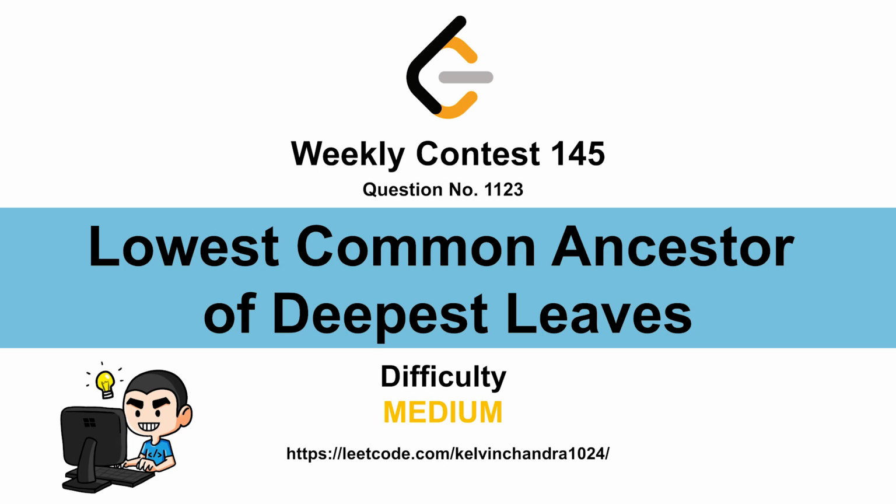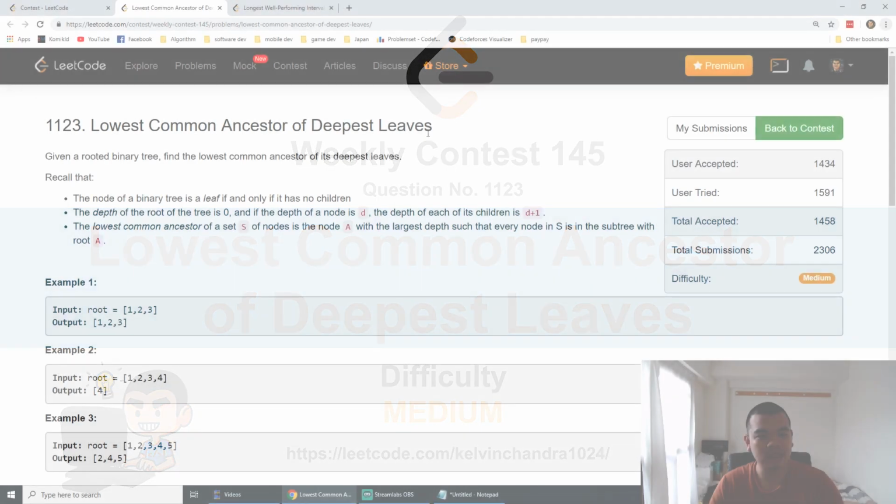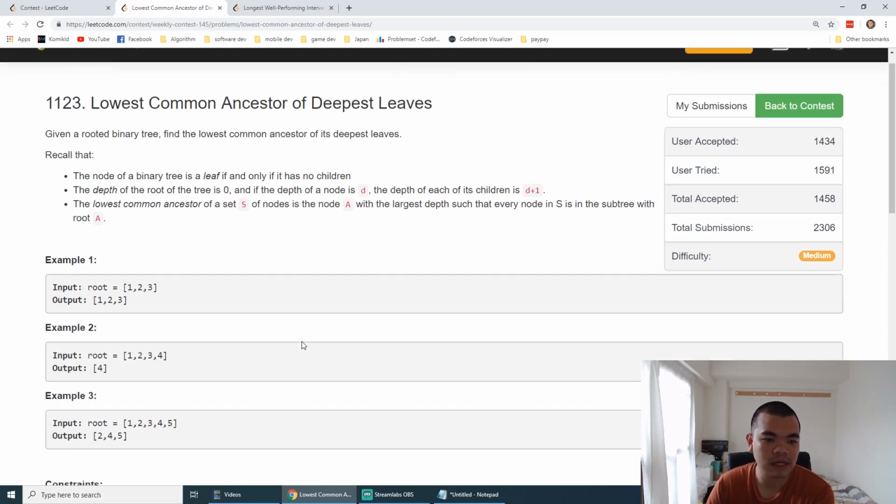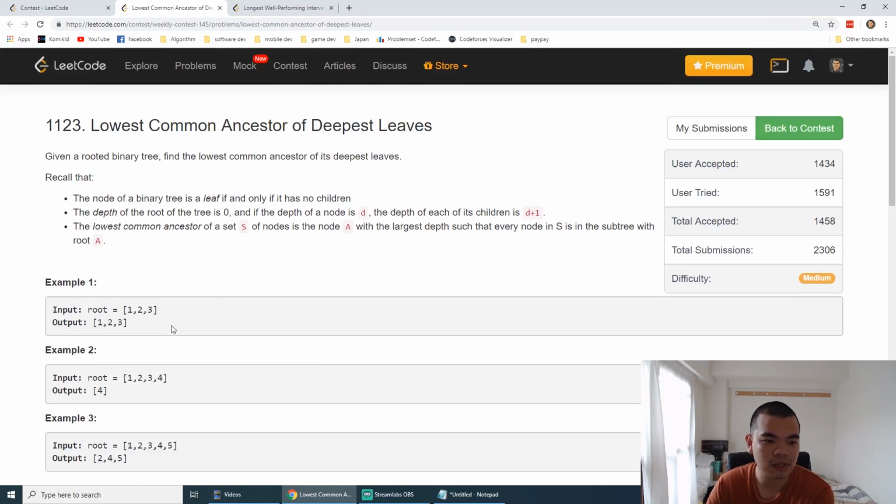So we just finished weekly contest 145. Let's discuss the second question, lowest common ancestor of deepest leaves. We are given an array, not array, actually a tree. From that tree, we're being asked to return the common ancestor of the deepest leaves. Let me show you what deepest leaf means in an example.